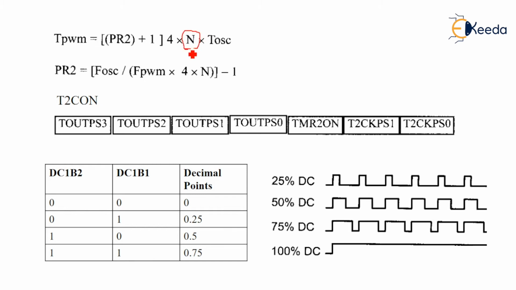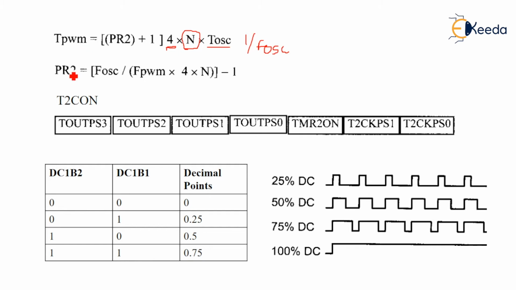The prescaler we have already seen in timer, and the 4 is there because we are using the internal clock frequency, that's why it's divided by 4. The T oscillator means your crystal frequency, so T oscillator is nothing but 1 by F oscillator, that is the crystal frequency. So N is the value of the prescaler, 4 is automatically there because of the machine cycle, the internal clock frequency divided by 4, and PR2 and T PWM give the actual time of that frequency.